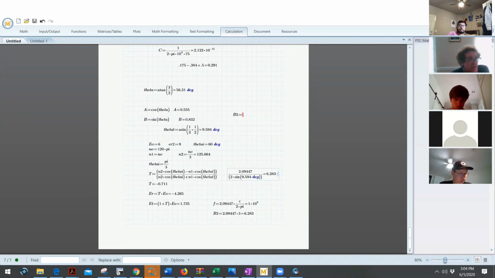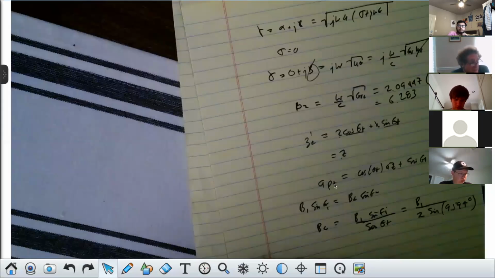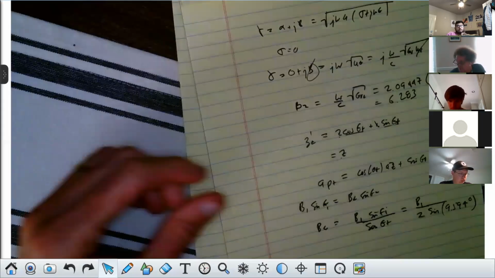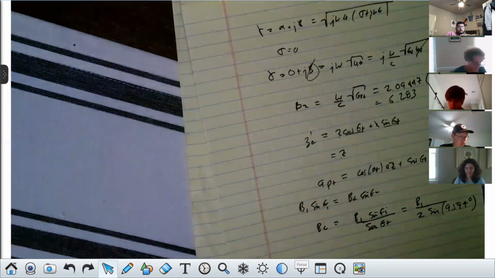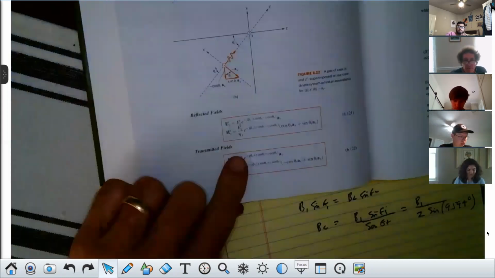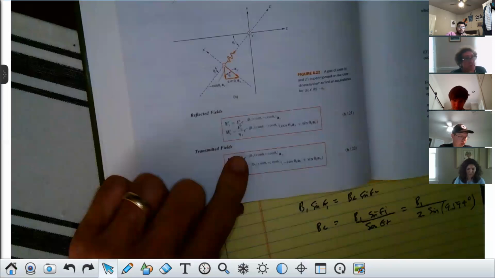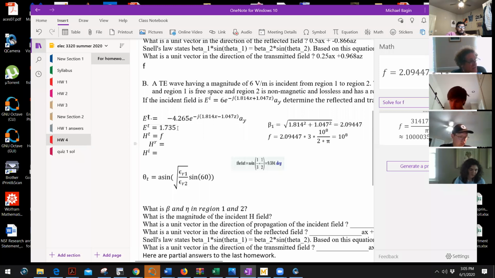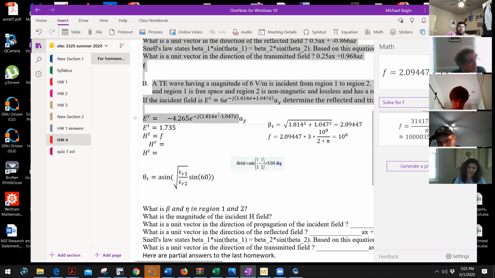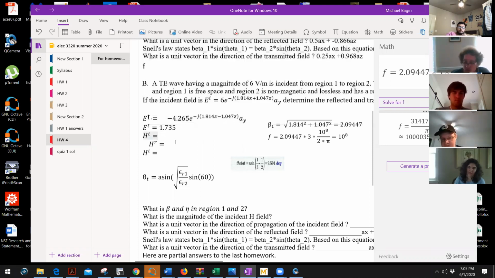So that's beta 2. After you have beta 2, you can come back to this equation. Do you all agree we can get the transmitted field fairly straightforwardly right now? Because we have beta 2 and we have the cosine, we can make adjustments to this exponential argument. It'll be in the a y direction. We have the frequency to get H. The H is actually specified on page 362, isn't it, class?